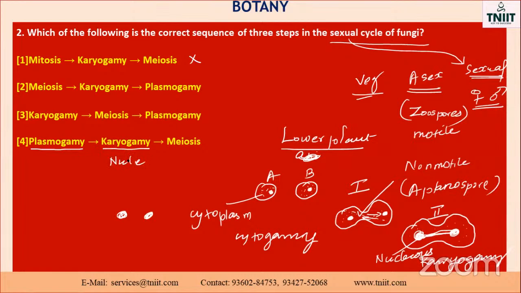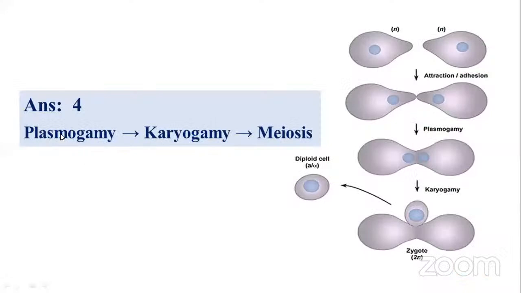After the union of two nuclei, what happened? Automatically the reproduction process started. So meiosis is the third one. So this is the correct answer, my dear students. Plasmogamy first and karyogamy second, and third one is called meiosis.